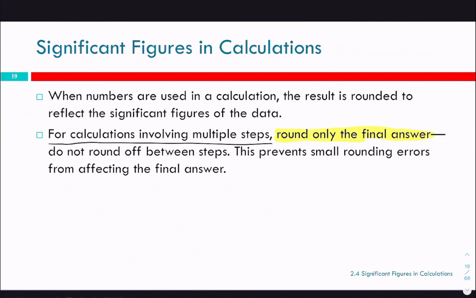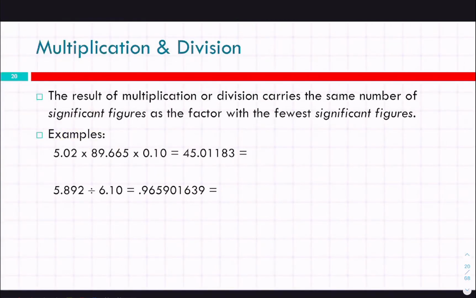So in multiple steps, you only round the final answer. We're getting close to the end of the time here, but we got enough to go over this. Okay, so in my mind, multiplication and division, those are the easiest ones for determining sig figs. You keep the same number of significant figures as the fewest significant figures. So if you're multiplying two numbers together, you count how many sig figs each of those has, and then in your final answer, you keep as many sig figs as the one of those numbers that has the fewest.